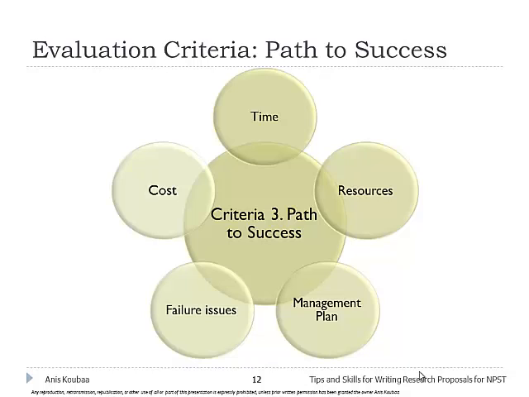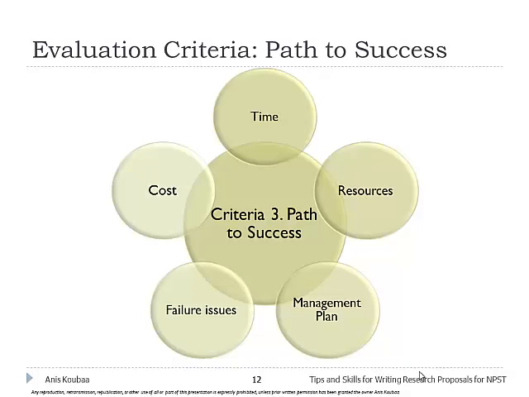And finally, the path to success, which is also a critical criteria. It includes the time span of your project and the resources that you are going to use, and here the resources must not be underestimated or overestimated. You must show that you need these resources in order to run your project. Then the management plan: you also have to consider possible failure issues, and if they occur, how you are going to deal with them, and also the cost of the project. We are going to go through these different elements all along the presentation. All these elements must be clearly satisfied.